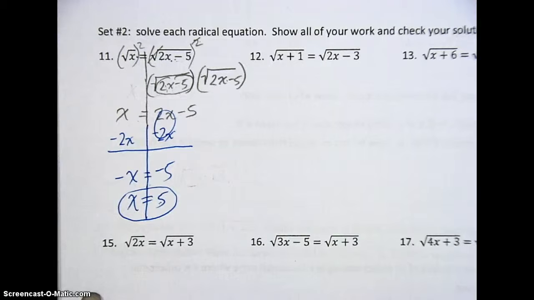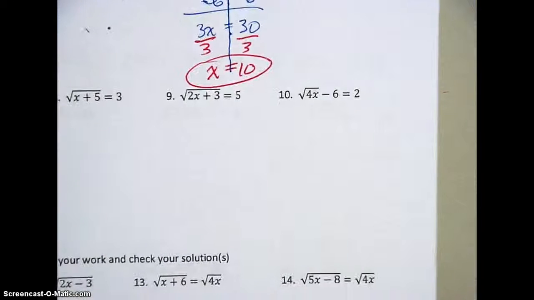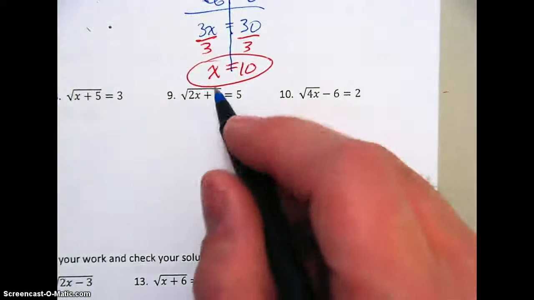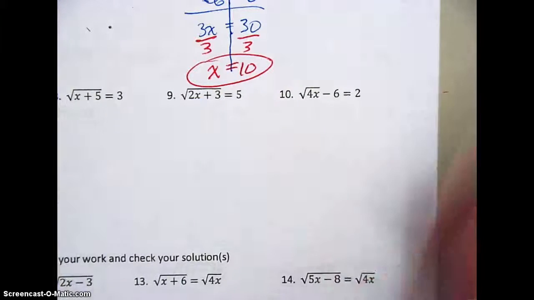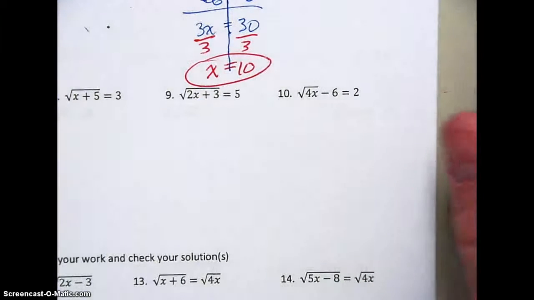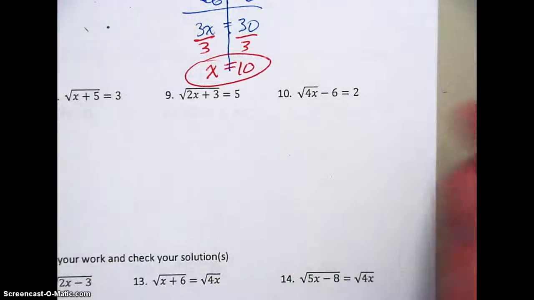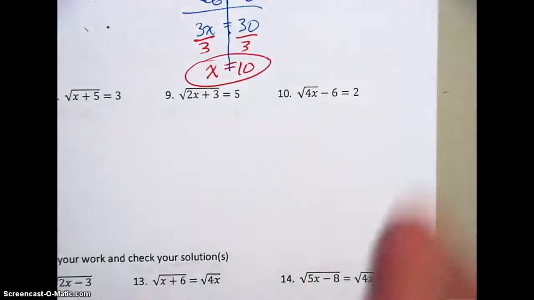KK, on number 9 in the first section, you're supposed to just leave it at 2x. When you square it, yep, you just get the thing that's inside there. Correct. You're not actually squaring the numbers in there. When you square a radical, they just cancel out.